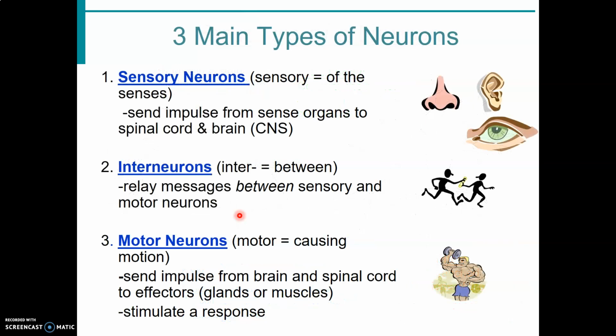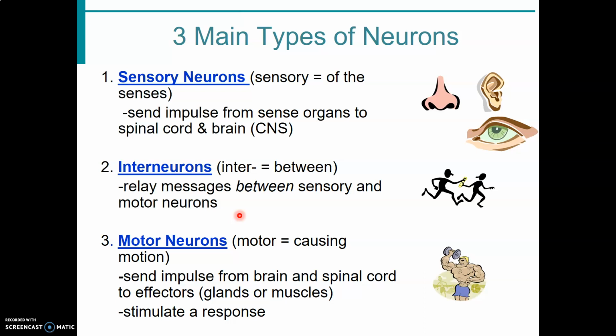So there are different types of neurons in our nervous system. First are sensory neurons. And so these are specific nerve cells that are in our nose, ears, and eyes that we can use to send impulses from sense organs, like those that I just mentioned, to the spinal cord and brain.